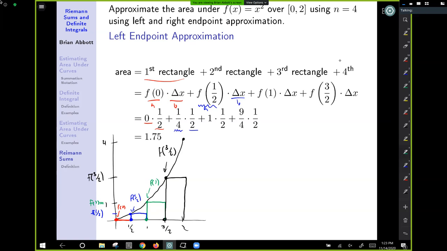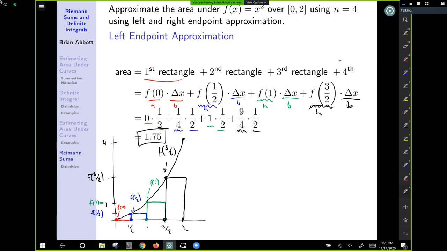Our green rectangle, our base is, I'm sorry, that should be a flat line. Our base is delta x, and then the height of the rectangle is determined by the output there. Sure enough, the height is 1 and the base is 1/2. And our fourth and final rectangle, once again, the base is our delta x, and the height is given to us by f of 3/2, which is 9/4. And our base being 1/2. Add all that up, get a final answer estimate for the area of 1.75.